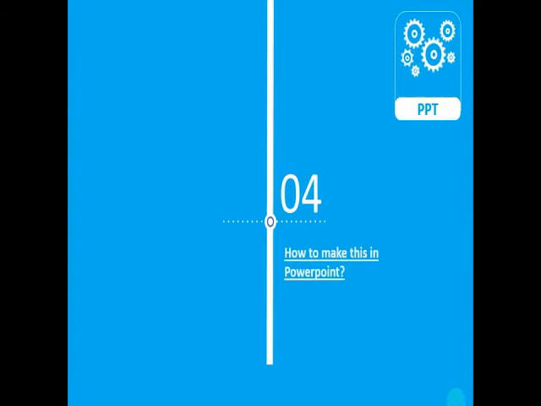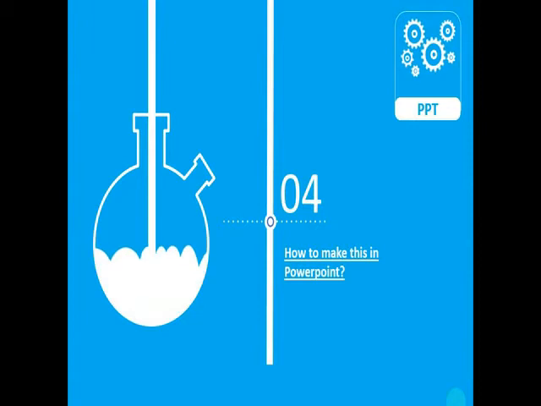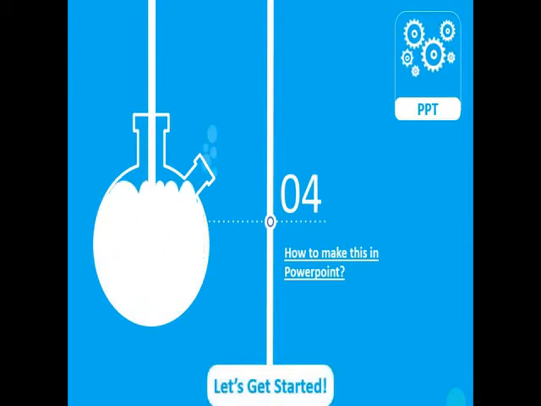So today's topic is how to make this thing in a PowerPoint presentation. You can see water fills in the flask and the water level rises, and then the bubbles start moving upward. This is a very beautiful effect which you can make in your PowerPoint presentation. Let's get started and build this in PowerPoint.